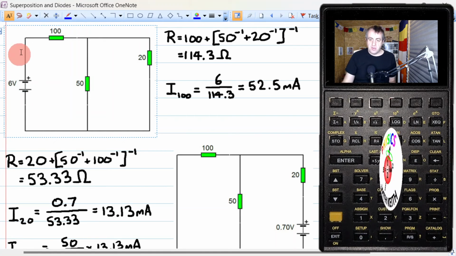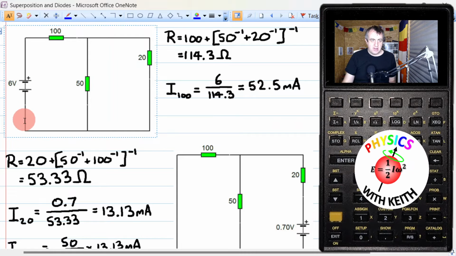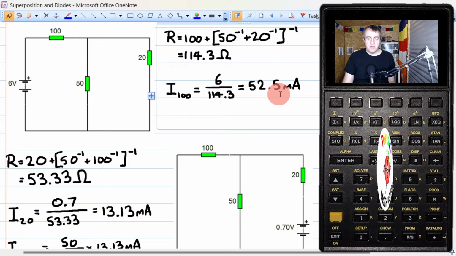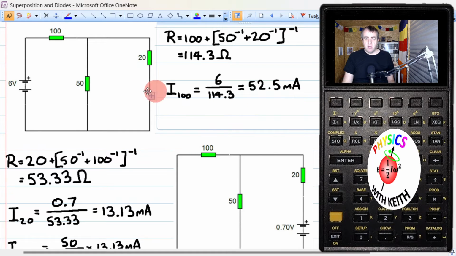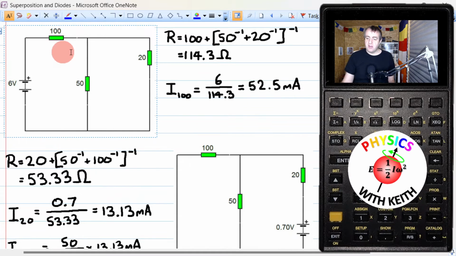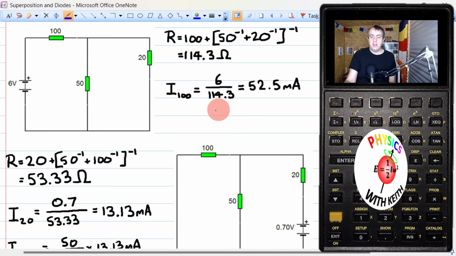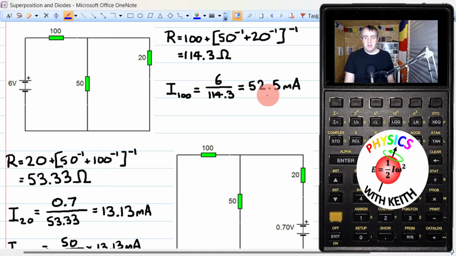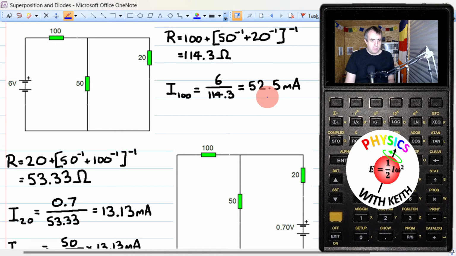And there's 6 volts between this point and this point. So the current through the power supply is 52.5 milliamps. Well, that's the same thing as the current through the 100 ohm resistor, because that's the same current as goes through the power supply. So that's fine. We've got that current.